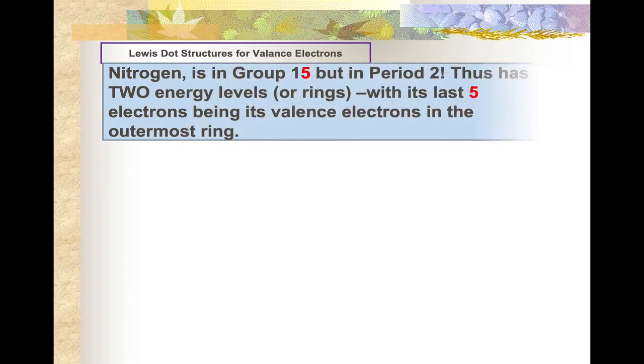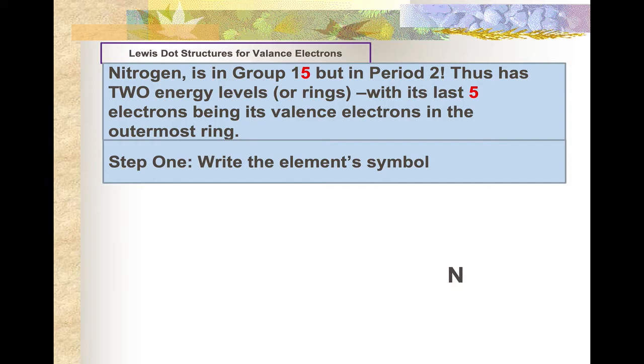Let's pick one over in the P block. Nitrogen's in group 15, but it's also in period 2, the second row, so it has 2 rings. Thus, it has 2 energy levels, or rings, and actually 2 sublevels, which we learned in the last lesson. So its last 5 electrons, remember if I get 2 digits, I subtract 10 from that, I get rid of the 1, so it has 5 valence electrons. Those last 5 electrons are going to be on the valence shell, the outermost ring.